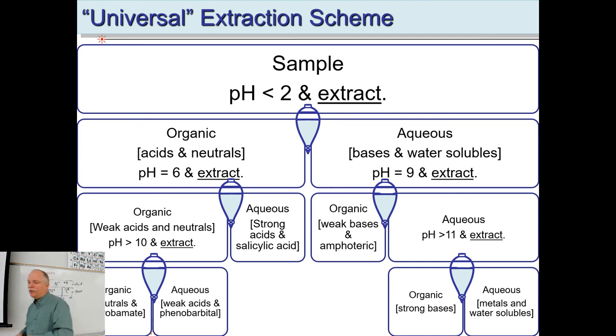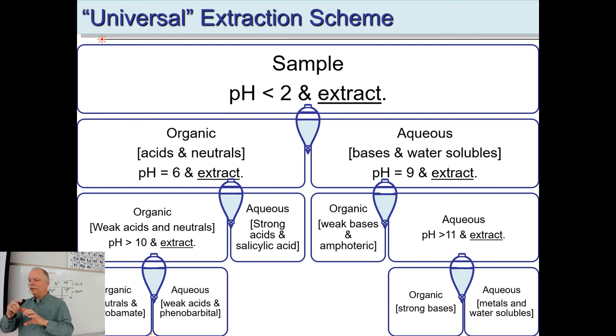So if you have your sample, you put them both into the two-phase separatory funnel, adjust the pH of the aqueous phase to under 2 and extract. And the organic layer will have all of the acids as neutrals. And then the aqueous layer will have all the bases and the water-soluble substances. And so you take those layers and separate them and put them into two new separatory funnels and add the other phases. So we take the organic phase, put it into a new sep funnel, and add in an aqueous phase that's clean and empty.